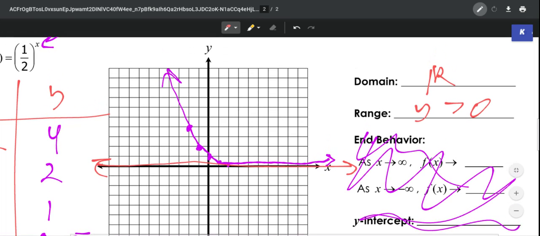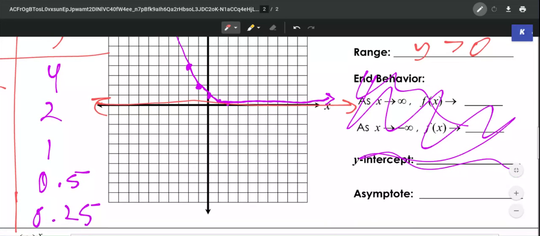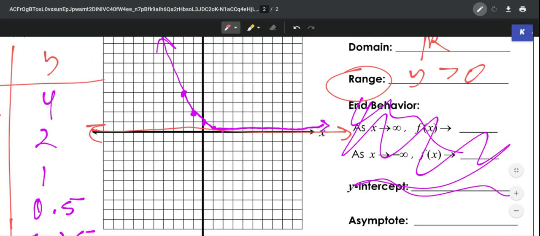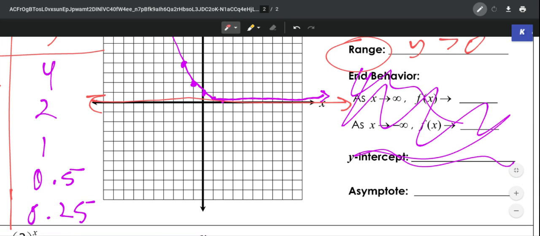Or you can just say pretty much that graph goes everywhere above 0. And then your asymptote, you can take it from your range, or you can draw a little line just under where everything flattens out, and that line would be at y is equal to 0.